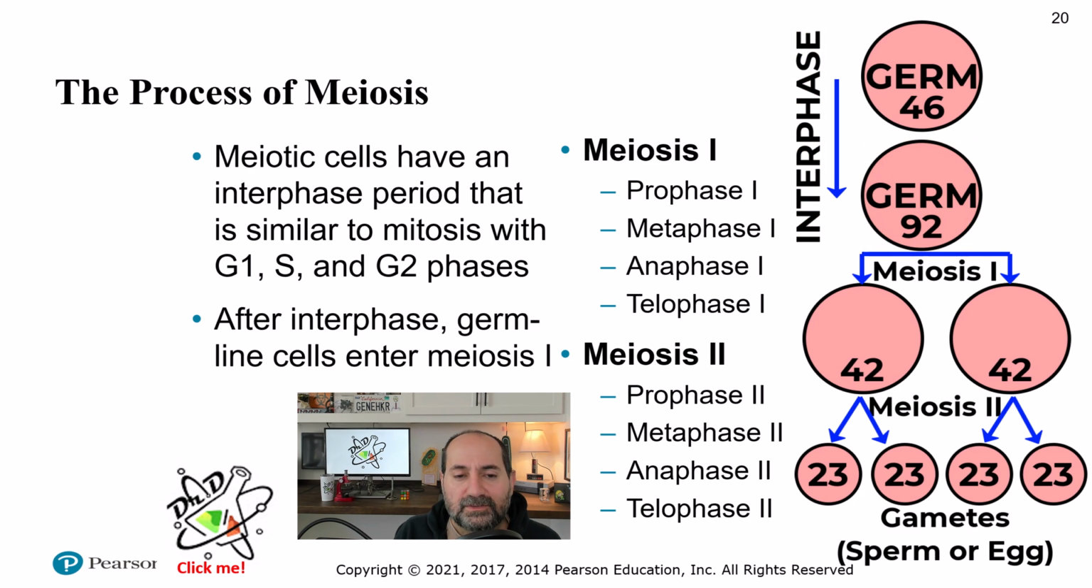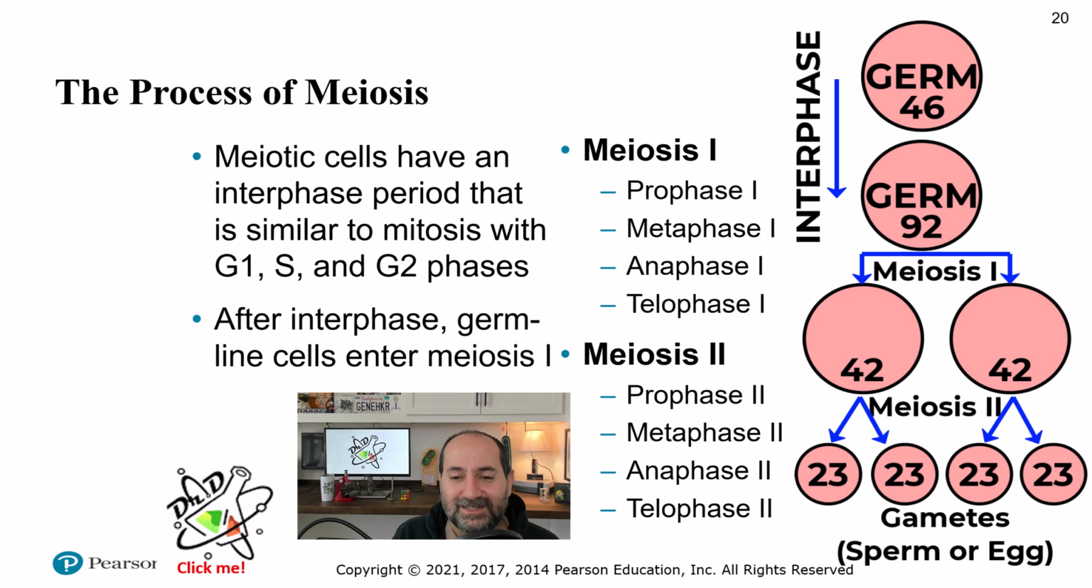Well, then remember, a cell with 92 chromosomes divides once by meiosis I to give 2 cells with 46 chromosomes, and then each of those cells divides again to give 4 cells with how many chromosomes? 23. Now, does it make sense why the sperm and the egg have 23 chromosomes and not 46 like a typical somatic cell? Well, it's because the DNA was only copied once, but the cell divided twice.